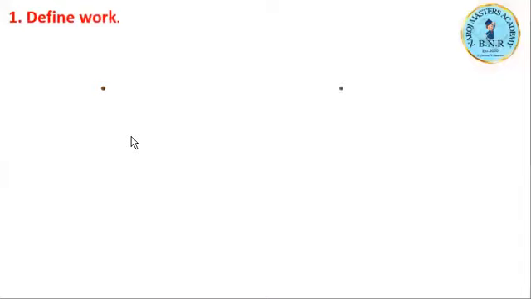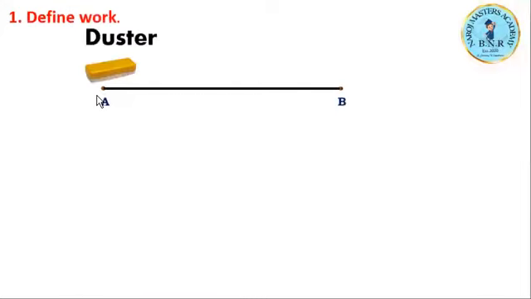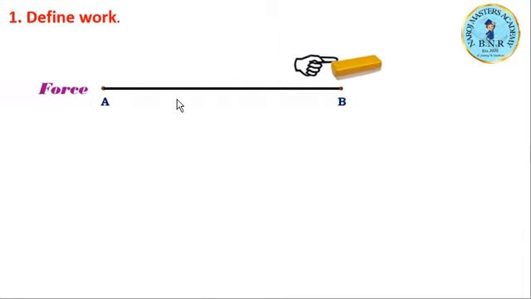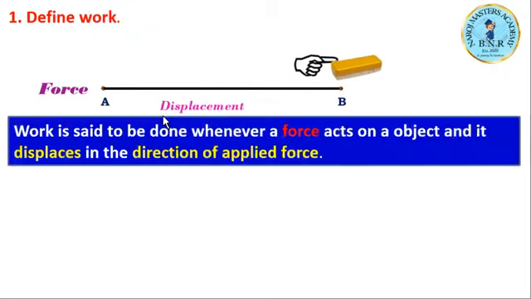Take point A and point B on a table, mark it as a straight line, and keep a duster, and then apply the force F to move it from one place to another place, and we call it a displacement here. So what is work? Work is said to be done whenever a force acts on an object and it is displaced in the direction of the applied force.